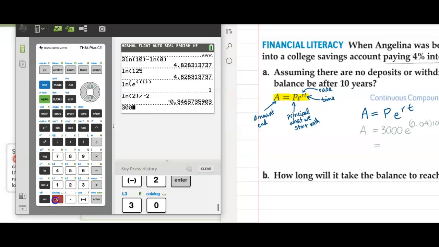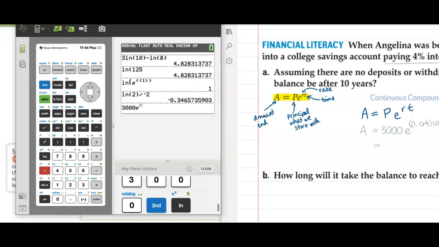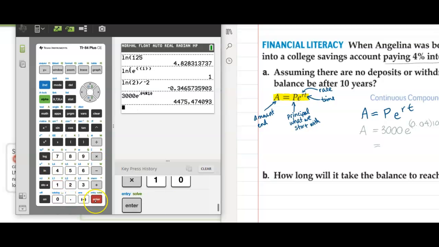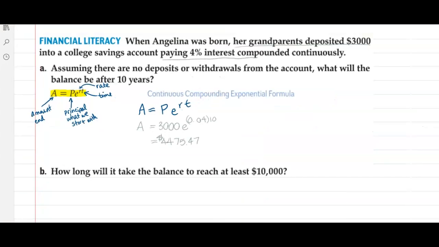We're typing 3,000 E, and then we're typing 0.04 times 10. And that means that after 10 years, our balance is going to be $4,475.47. We rounded 2 decimal places because we're dealing with money.